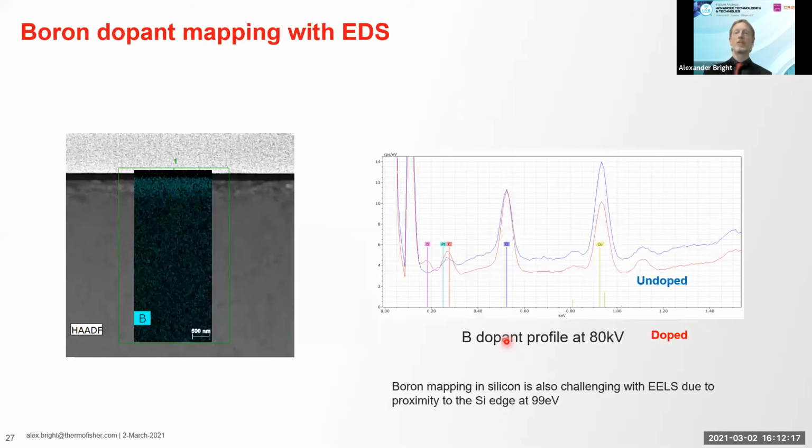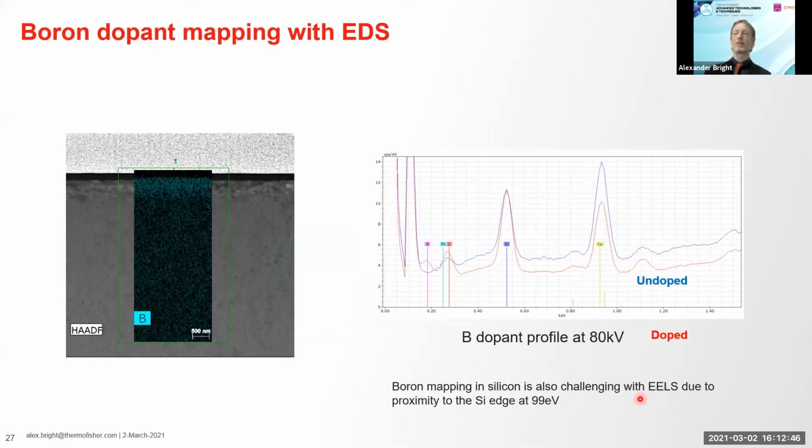So boron is more challenging because not only is it low concentration, but it has low X-ray yield. So you can see, this is one of the better efforts I've seen. You can see boron concentration increase near the surface. So it is possible to visualize the boron, but the signal is relatively low. So boron is quite challenging to look at for dopant concentrations. And here we're using 80 kV to try and enhance the signal.